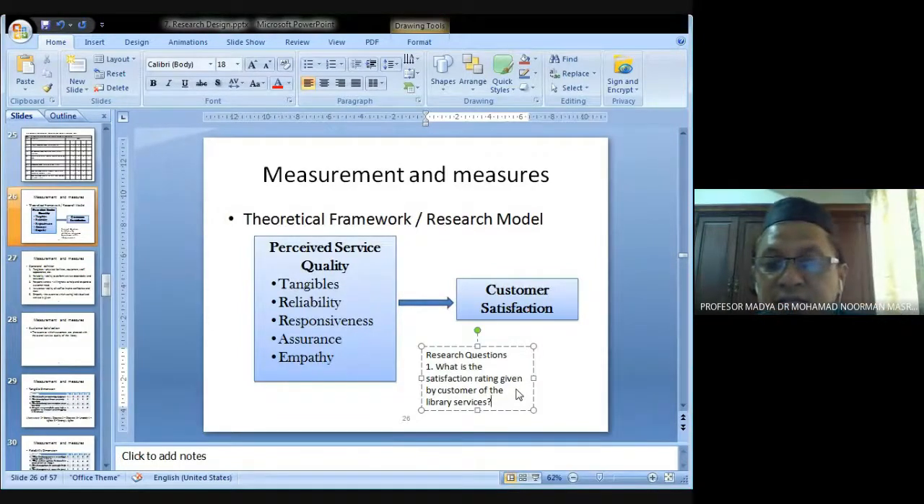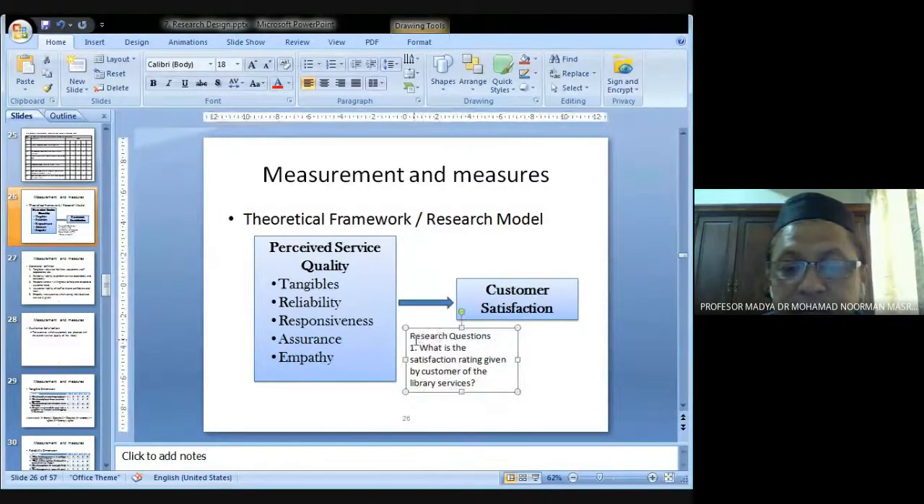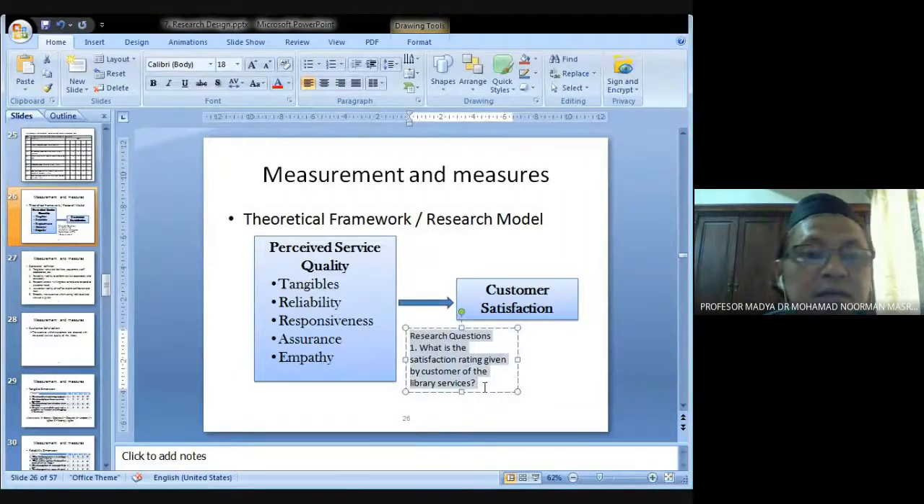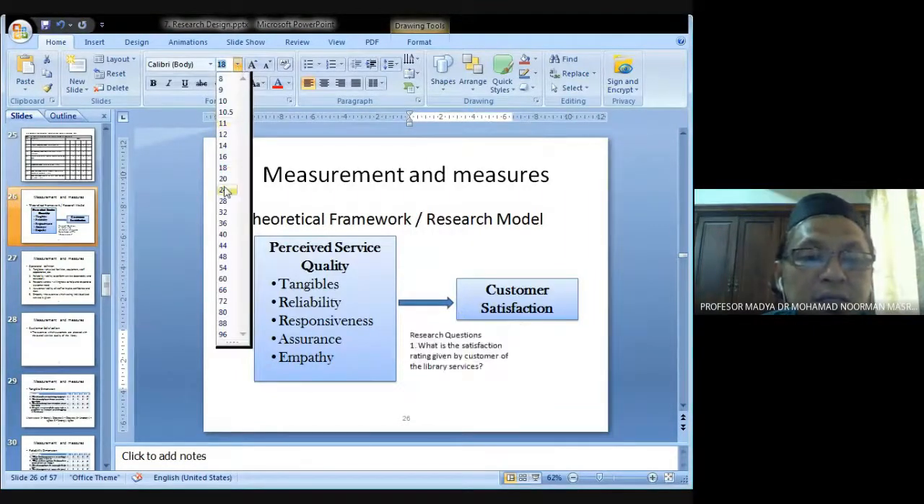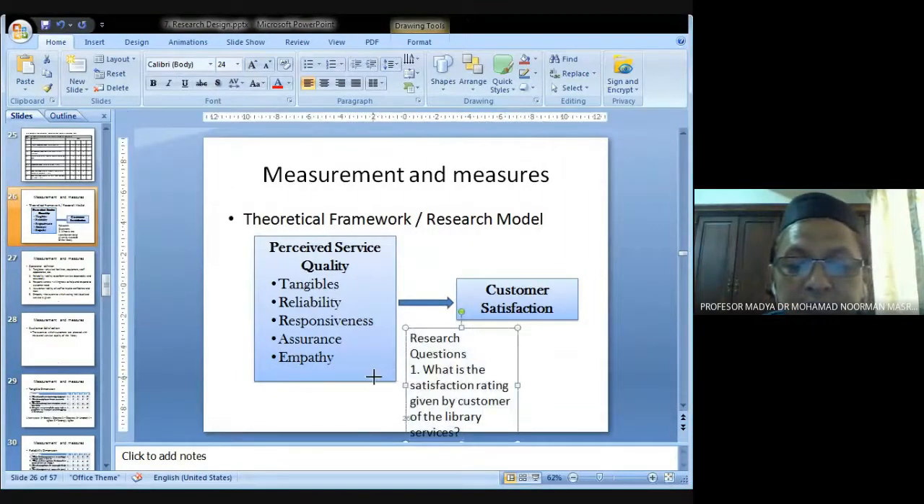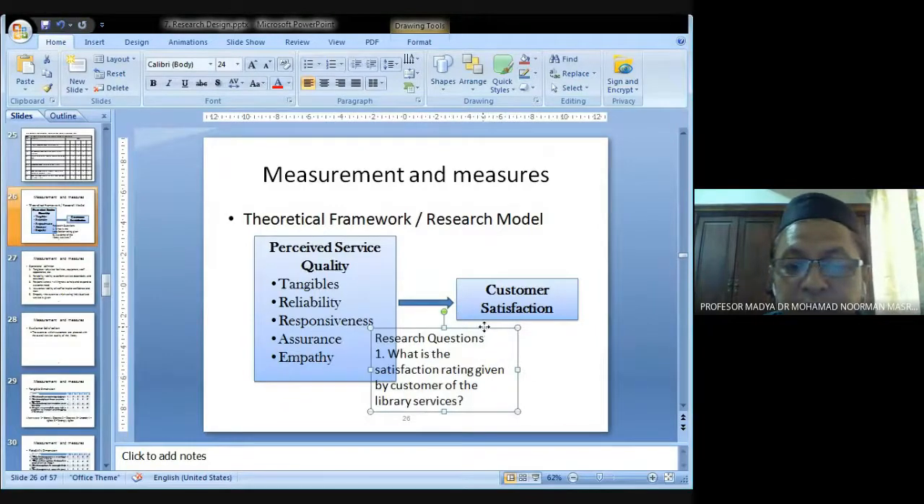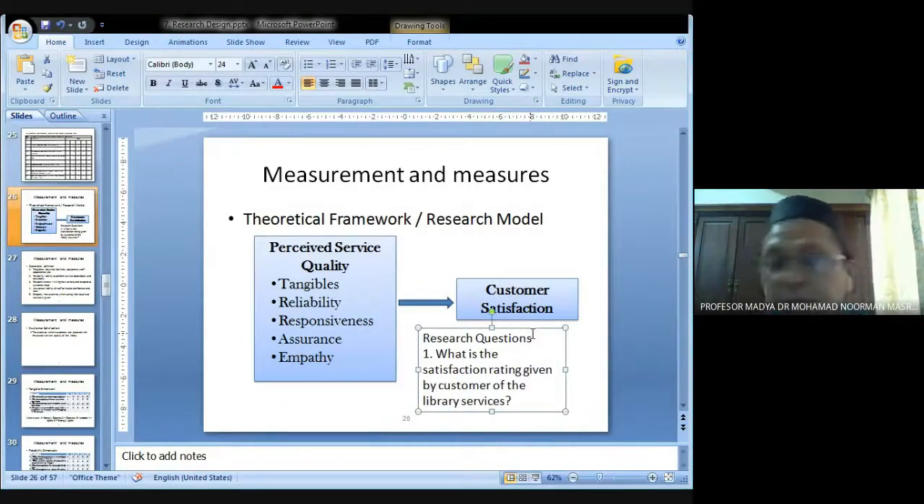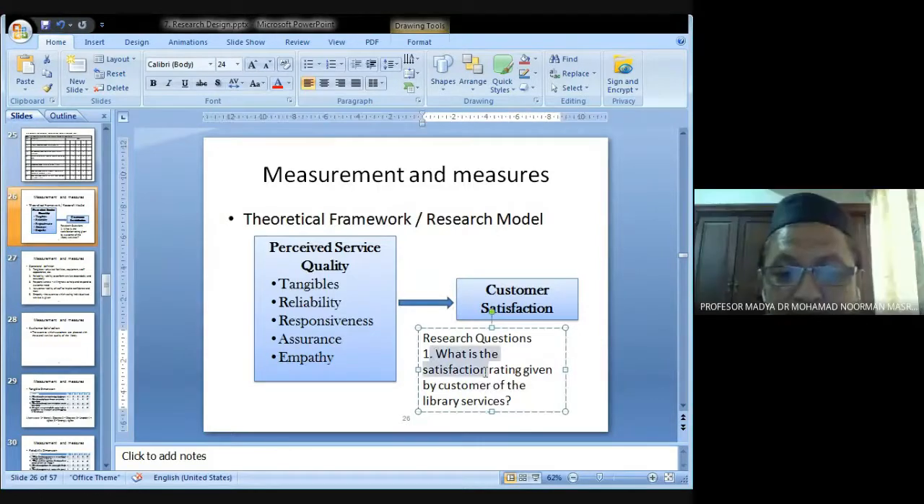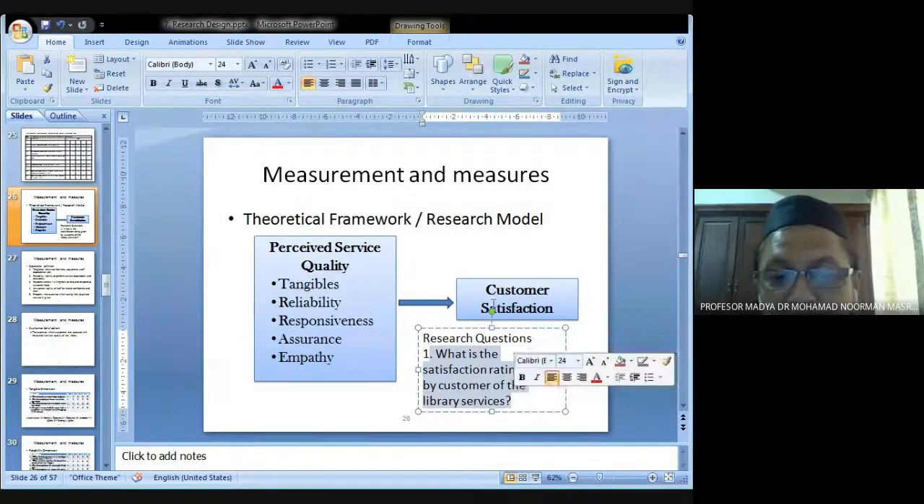What is the satisfaction rating given by customer of the library services? So these research questions, okay, can you all see, everyone? Is it clear on my slide? Can I get some response? Can you see that? All right. Yes. So this research question is referring to this variable only.